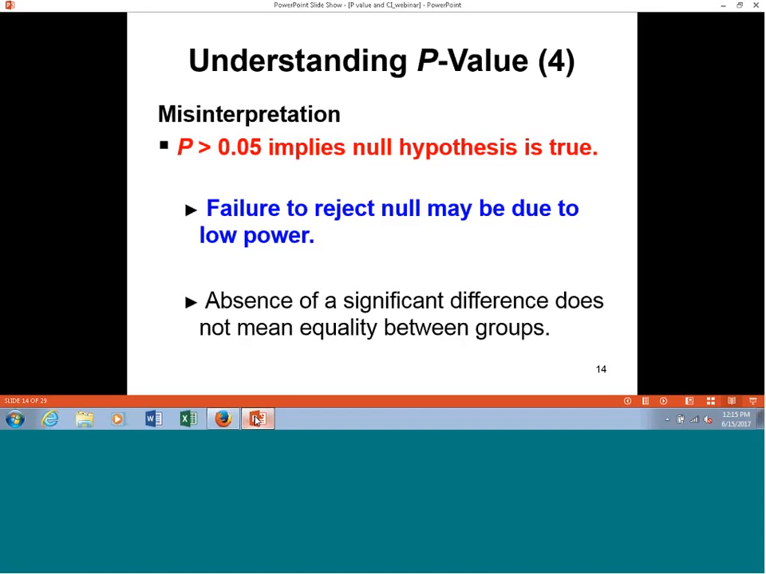For example, absence of a significant difference does not mean equality between groups. P-value may not be significant for many other reasons. For example, the study does not have enough power to detect the difference. The effect best supported by the data from a given experiment is always the observed effect, regardless of its significance.